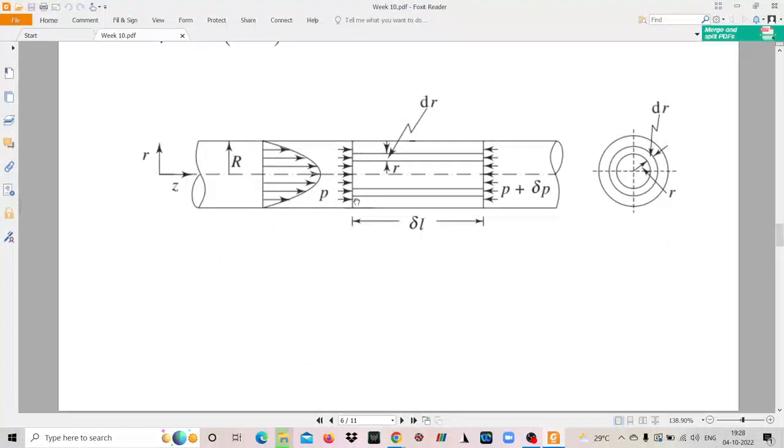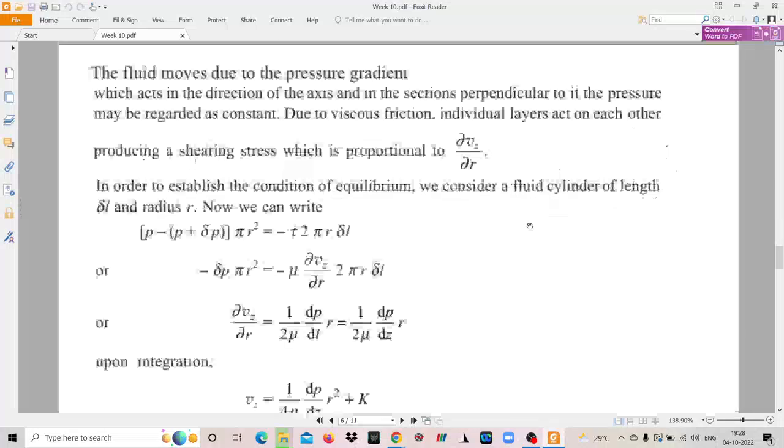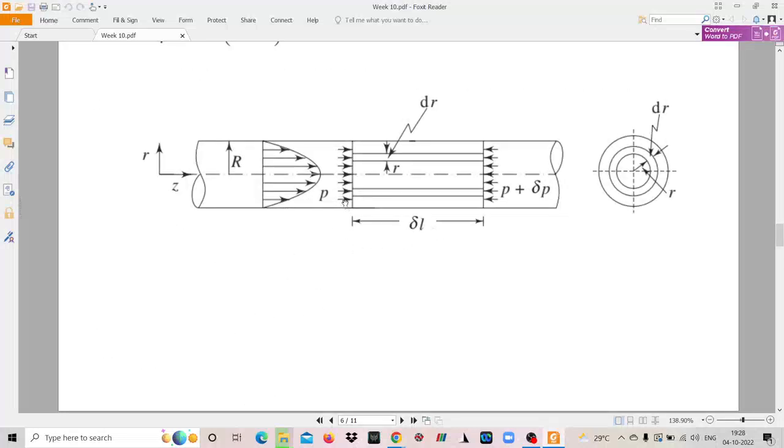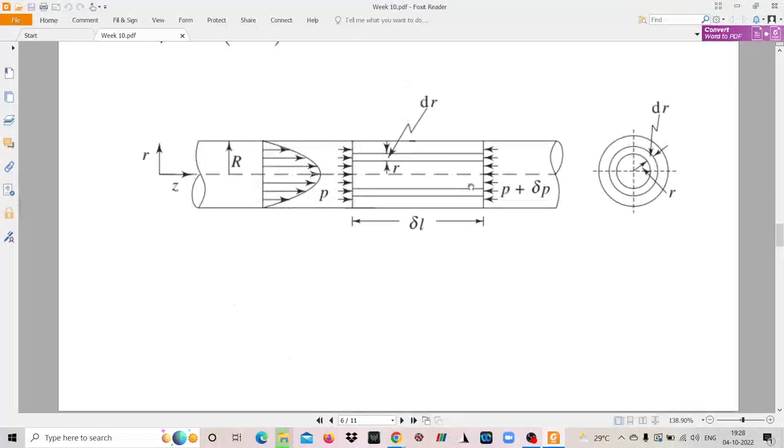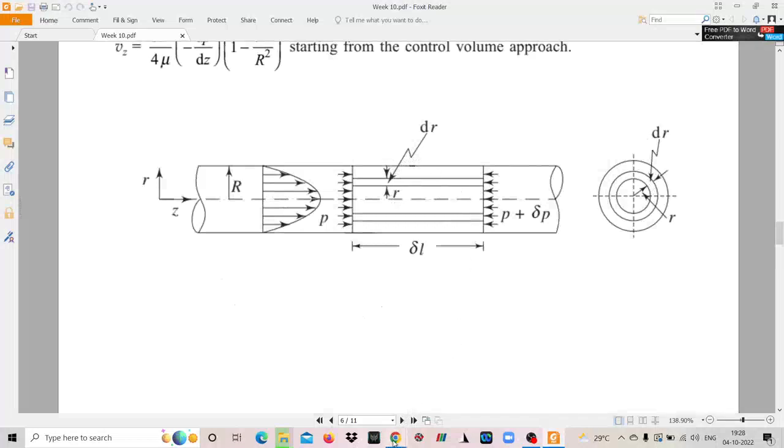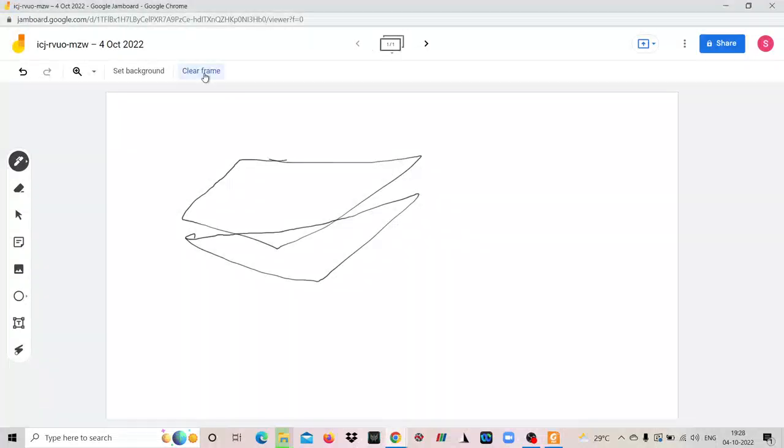Now on this face the pressure is P, and on the other face, at a distance downstream by delta L, it is P plus delta P. So what is the net pressure force? P minus (P plus delta P), acting on an area of pi r squared. Now this should be equal to the resistive viscous force, the shear stress tau multiplied by the area, 2 pi r delta L. Now why 2 pi r delta L?